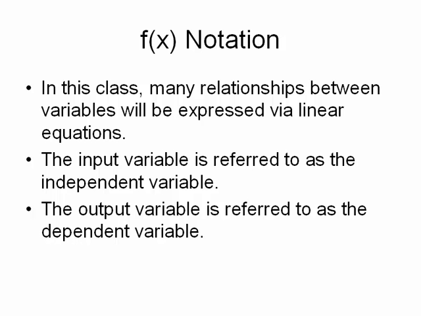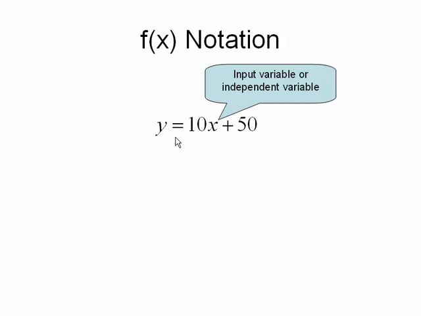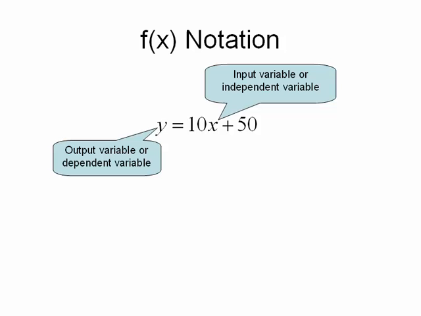Let's look at an example. So here we see y equals 10x plus 50. I see a variable x and a variable y. Now, my input variable or independent variable is typically the one that you're going to be putting numbers in for. In this case, it's x. The output variable or dependent variable is y. And the way to identify it is whatever the equation is solved for, in this case y, that's usually your dependent variable.